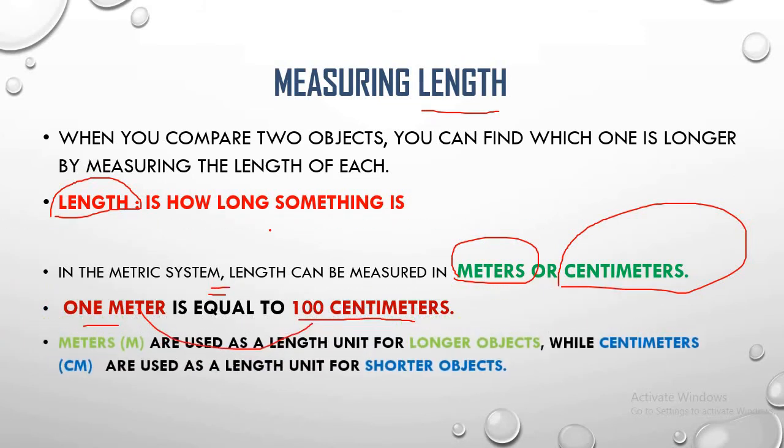If I want to measure the height or length of something, meters are used as a length unit for longer objects, while centimeters are used as a length unit for shorter objects. So if I want to measure a longer object, I use meters, while if I want to measure a shorter object, I use centimeters. Is it clear?